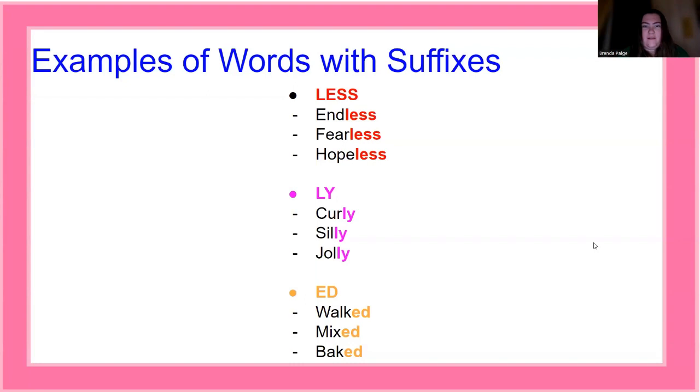So, here are some suffixes and the word they're attached to. I'm going to say the word and you say the suffix. First one, less. And less. Fear, less. Hope, less. Next one, ly. Curly, silly, jolly.